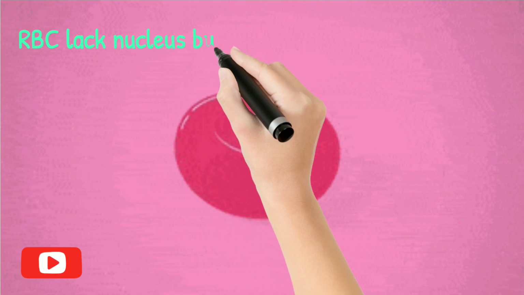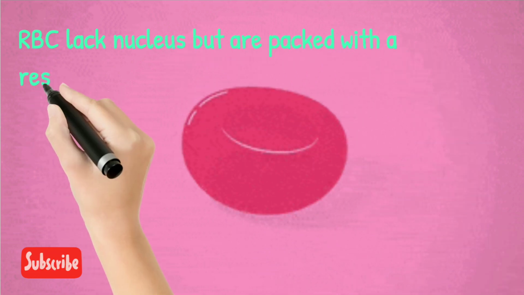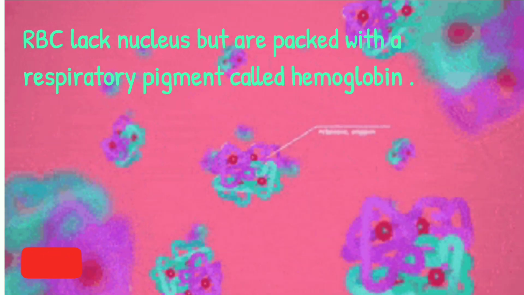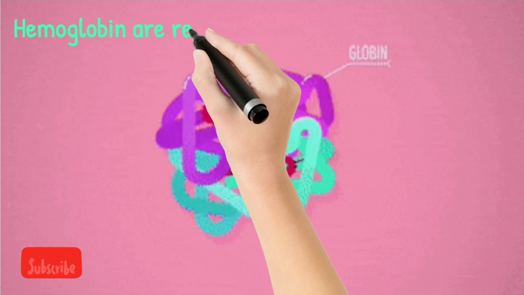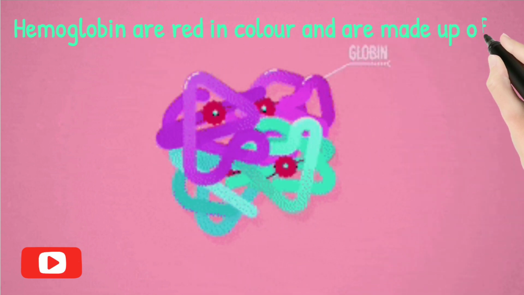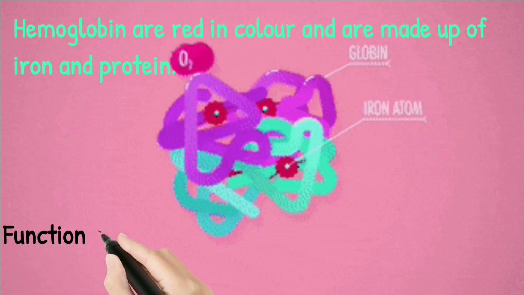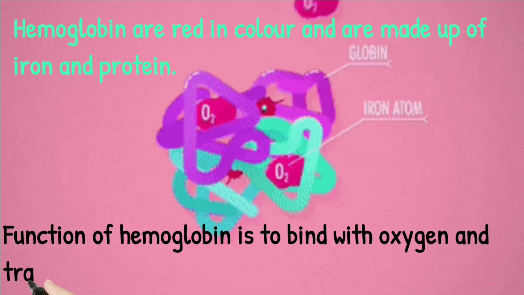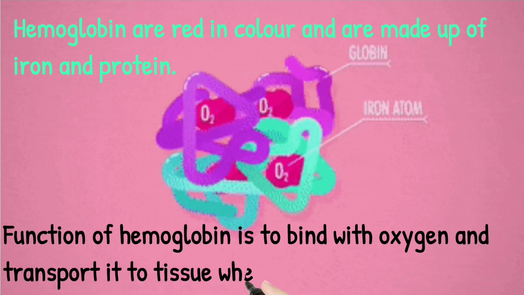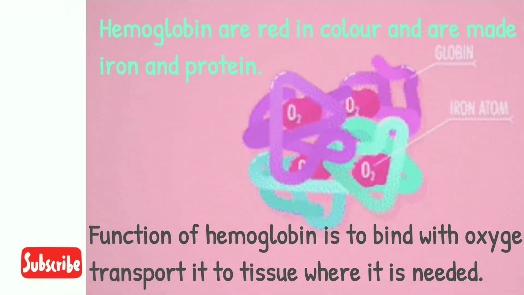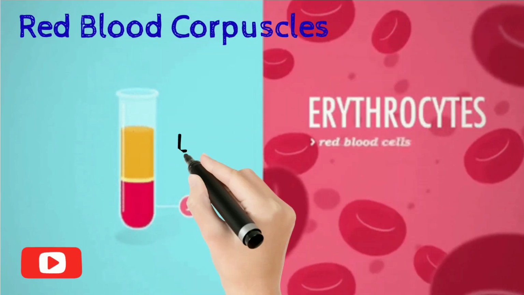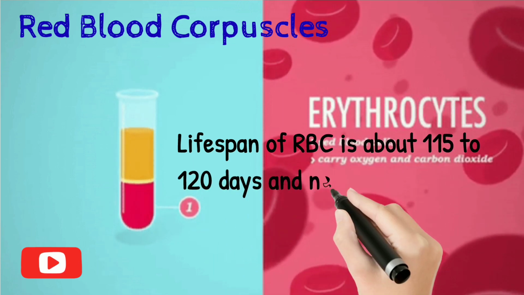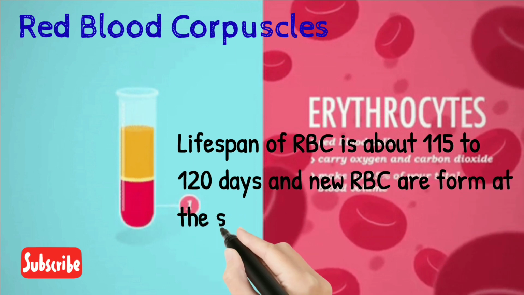RBC lack a nucleus but are packed with a respiratory pigment called hemoglobin. Hemoglobin is red in color and is made up of iron and protein. The function of hemoglobin is to bind with oxygen and transport it to the tissues where it is needed. The lifespan of RBC is about 115 to 120 days, and new RBCs are formed at the same rate in the bone marrow.